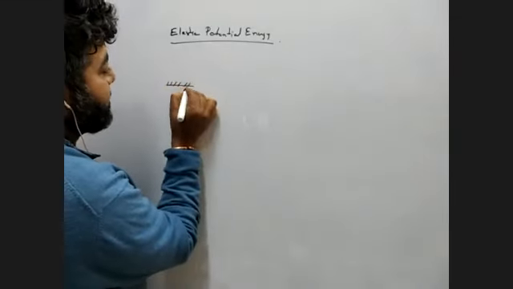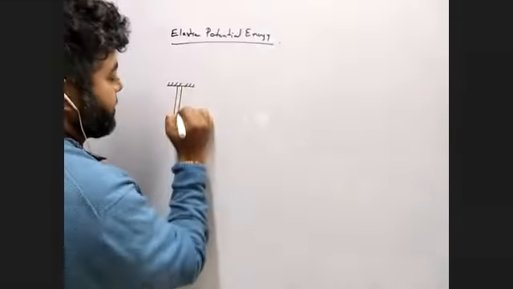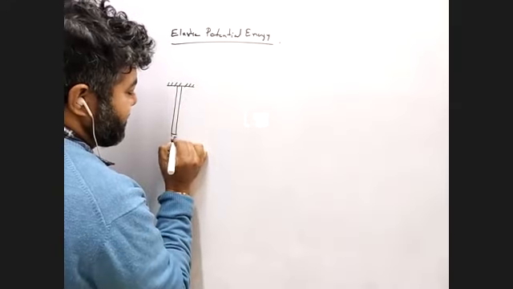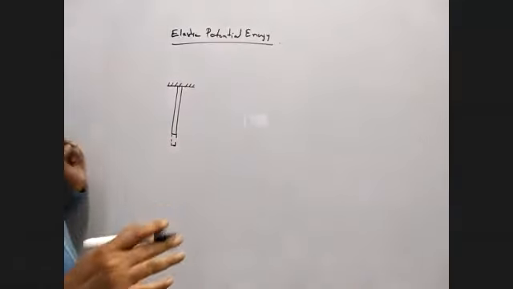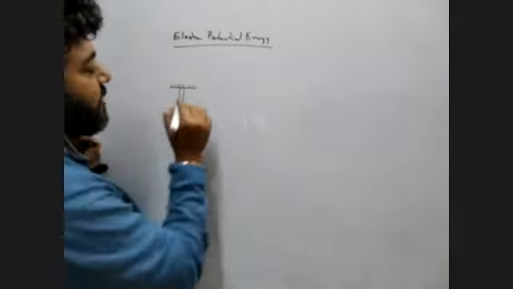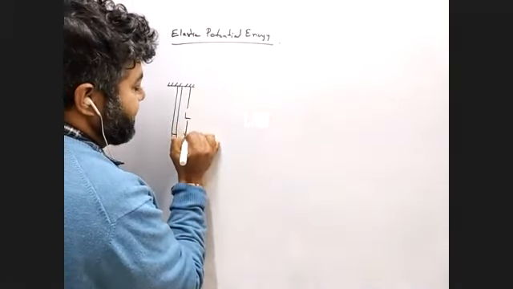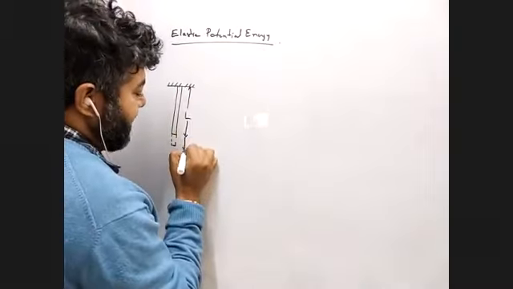Elastic potential energy can be found by two processes. One is the integration process, which is a little bit tougher one. So I show you the easiest one. Let L is the length and this is the del L.